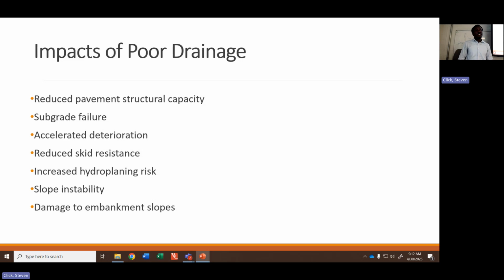Reduced skid resistance. This is important during heavy rainfall. You want your cars to have good contact with the road surface in case you need to make emergency brakes. But as more water gets ponded on the road, you are less likely to have that contact with the road. Also, I've talked about increased risk of hydroplaning, slope instability. That's along the edges of the areas where embankments have been made. The more water stays in those areas, the more it erodes the overall stability of the road, making it less safe to use. I've also talked about damage to embankment slopes.